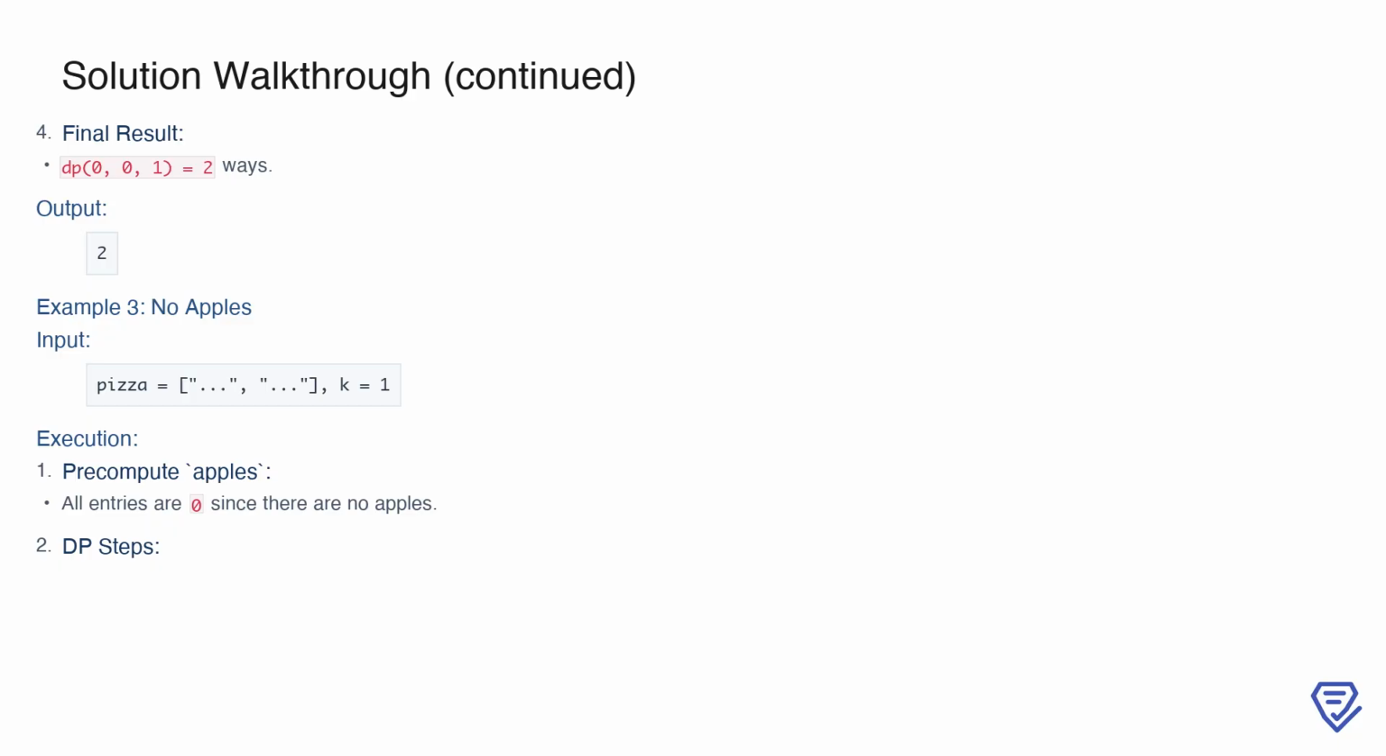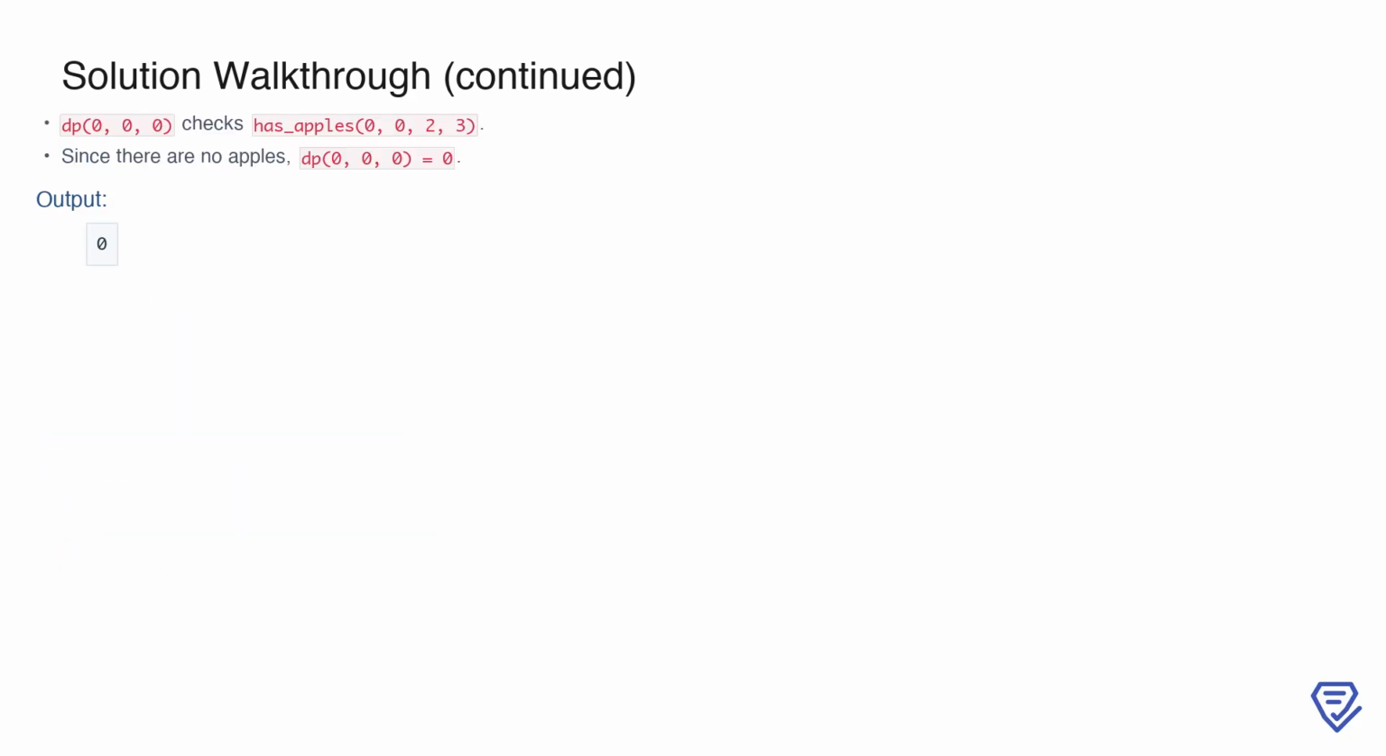Adding these results gives a total of 2 ways to cut the pizza for dp 0, 0, 1. This is the output for this edge case. Now, consider another example where there are no apples on the pizza, represented as a 2 by 3 grid with k equals 1. Since no cuts are needed, we directly check whether the entire pizza contains apples.